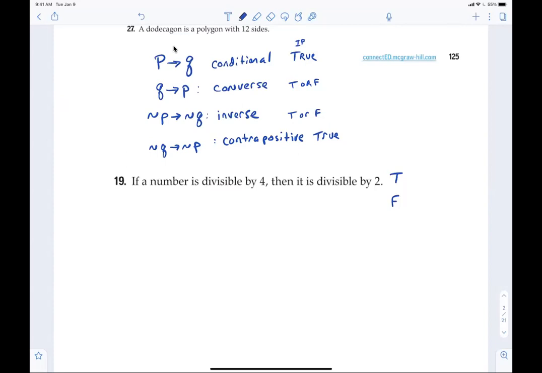So we said the converse. Now I want the inverse. Come on, someone else say something today. Olivia, what do you think the inverse is? Yes, if it's not divisible by 4, then it's not divisible by 2. That is correct. Very good. It's really simple, but you have to practice. Is that true or false? Definitely false, right? Because 6 is not divisible by 4, but it's divisible by 2.